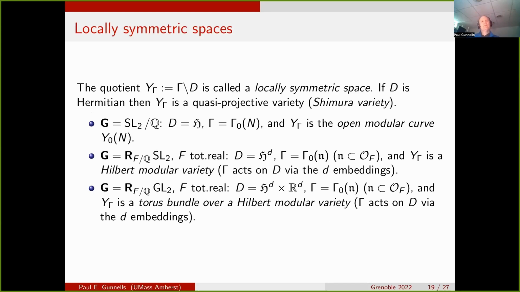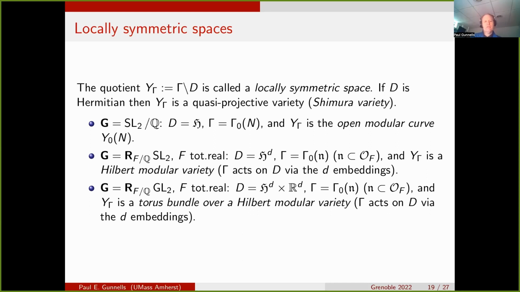Okay, now locally symmetric spaces. So the arithmetic group gamma acts on the symmetric space because G acts on the symmetric space, so we just restrict the action to gamma. And the quotient is called a locally symmetric space, okay? If it happens to be Hermitian, then this has the structure of a quasi-projective variety, but in general, it has no complex structure.